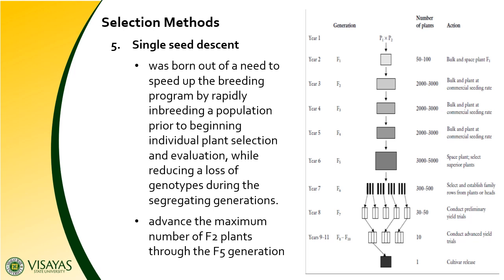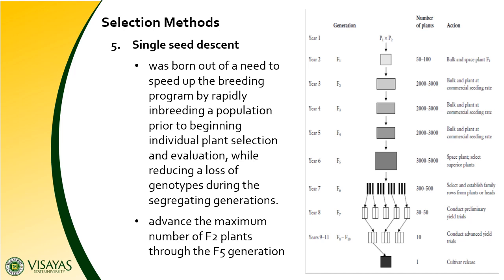So, in here, in the layout, you will start here generating variability by crossing P1 and P2. Then in the F1, you have to bulk the F1s in here, and bulk and space plant F1s. Then bulk and plant the commercial seedling rate. So muna, commercial seedling rate. Then here, bulk and plant commercial seedling rate gihapon.